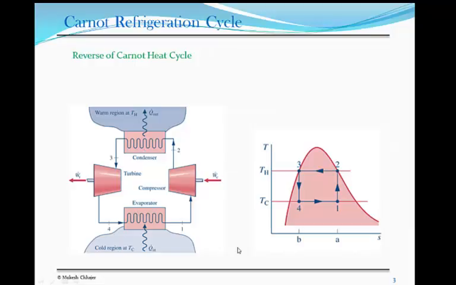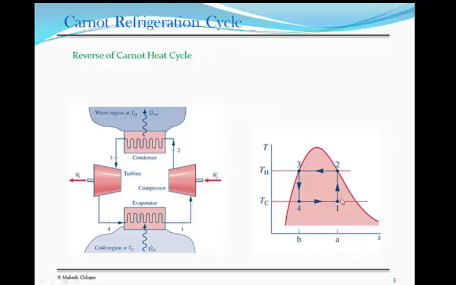So if you need to represent this cycle on a TS diagram, we have two processes, two pieces of equipment, the turbine and compressor, which are isentropic, and then we have the condenser and evaporator, which are isothermal. So 1 to 2, which is the compressor, is isentropic. That takes something which is maybe a two-phase mixture and brings it to saturated vapor. Then 2 to 3 is the condenser, where the heat is being rejected, going from saturated vapor to saturated liquid. Then the turbine expands it, so that becomes a two-phase region.